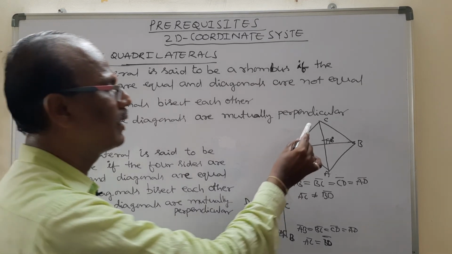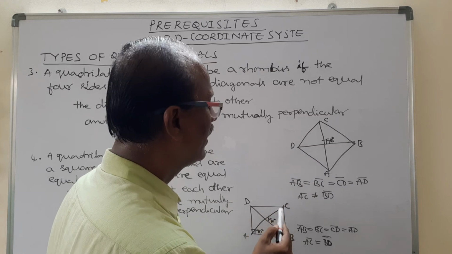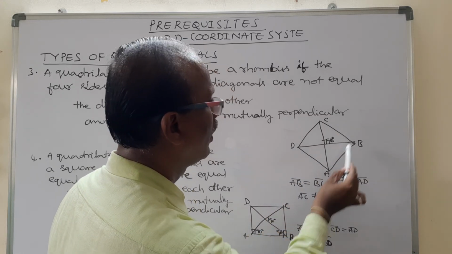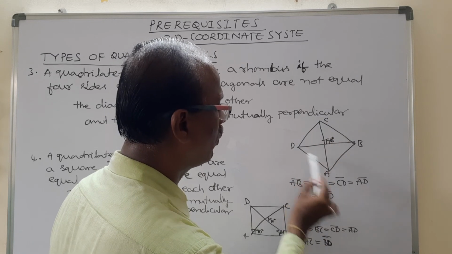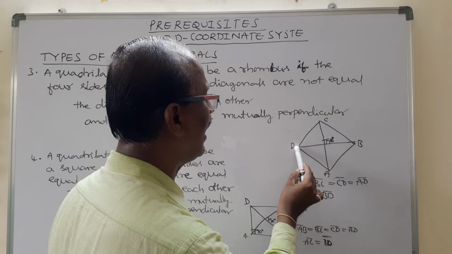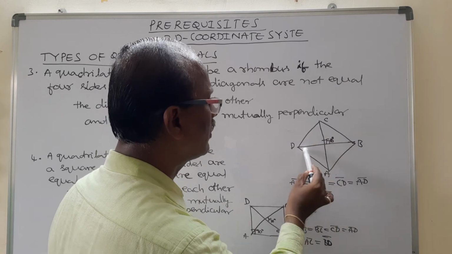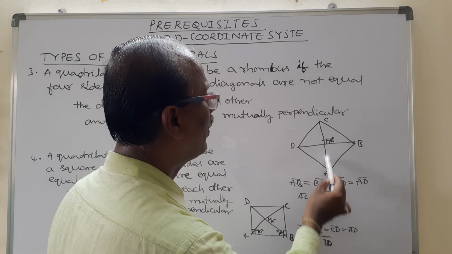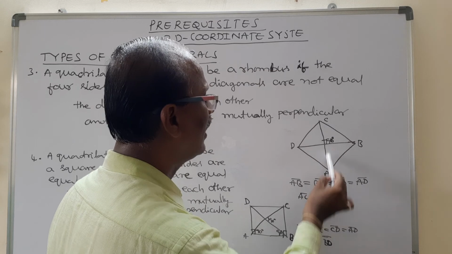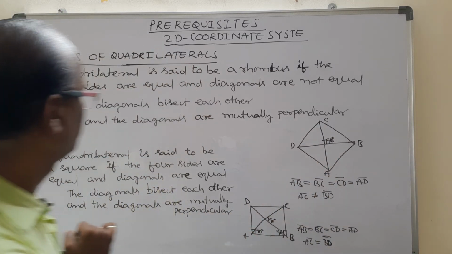To observe the diagram, here ABCD is the rhombus. In a rhombus, four sides are equal. That is AB equal to BC equal to CD equal to AD. Here the diagonals AC and BD. AC does not equal BD. The two diagonals bisect each other. The midpoint of AC is equal to the midpoint of BD. Here the two diagonals are mutually perpendicular.